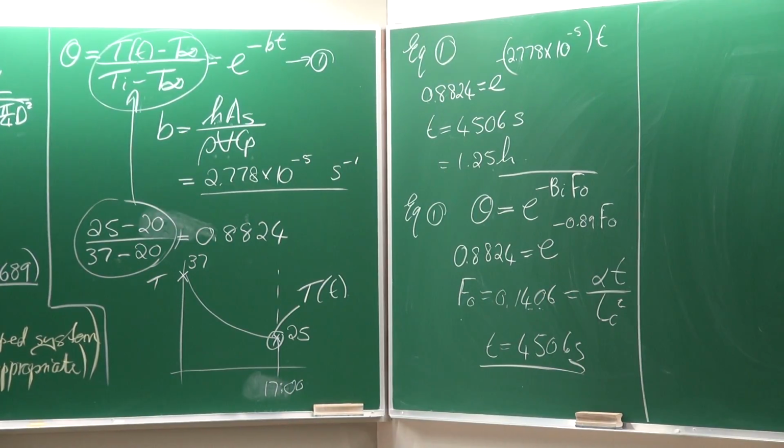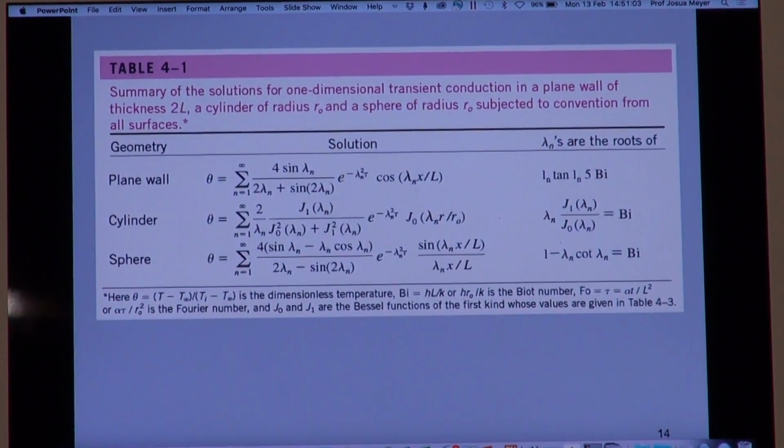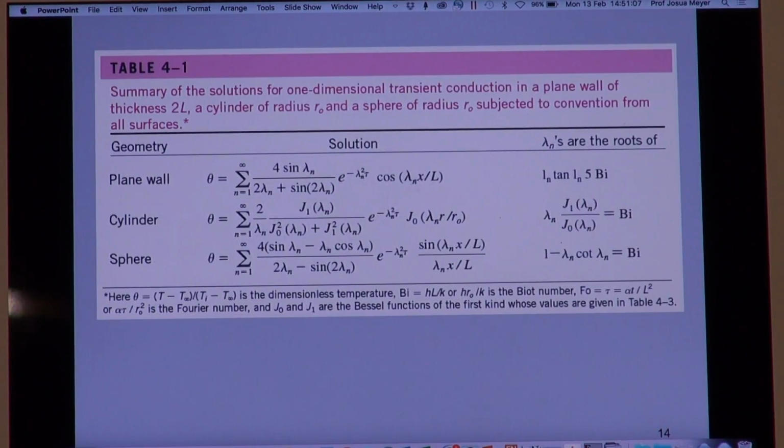Okay. Now, if you can take a look at table 4.2, Tamarin, if you can focus on that for us. Table 4.2, that was the summary of all three the solutions. We've just looked at this. In the textbook, only the one for the plane wall is given, but you can also do it for the other two, and that is the solution.